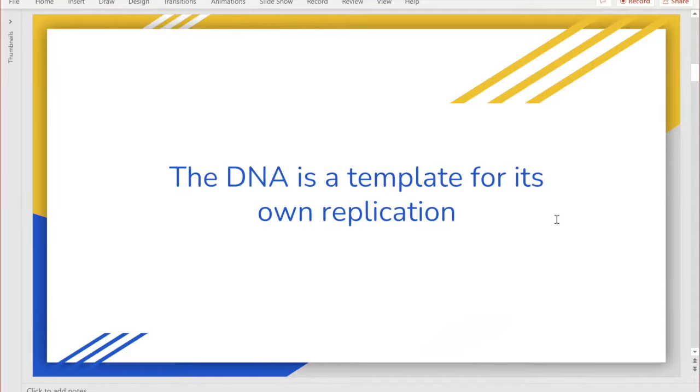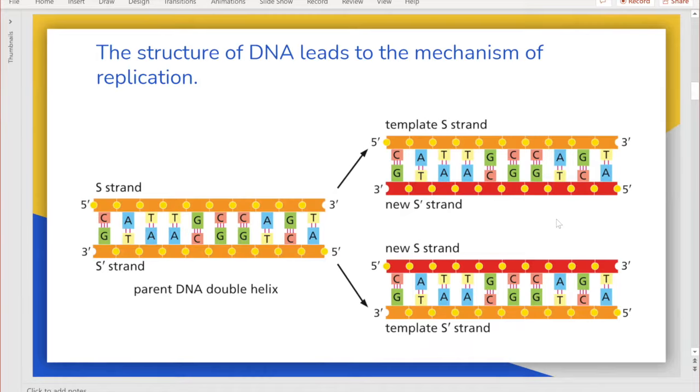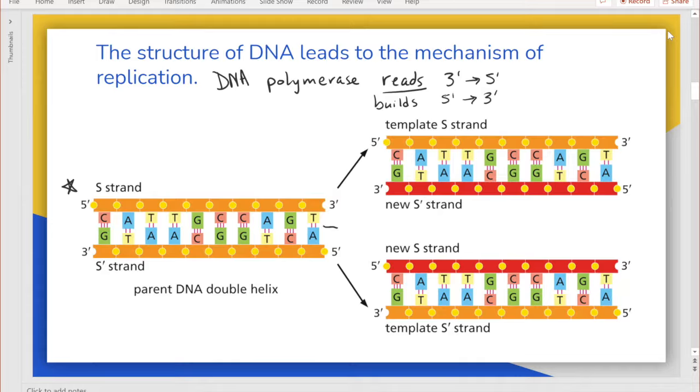To start, remember that DNA is a template for its own replication. So one of the things that we know is true is that DNA is read 3' to 5', and built 5' to 3'. So in this picture, if we had the parent strand over here, and it's anti-parallel and it's double-stranded, during replication, one of the things that we will see is that these hydrogen bonds will be broken, and each of those strands will become a new parent for two new daughter strands to be built.